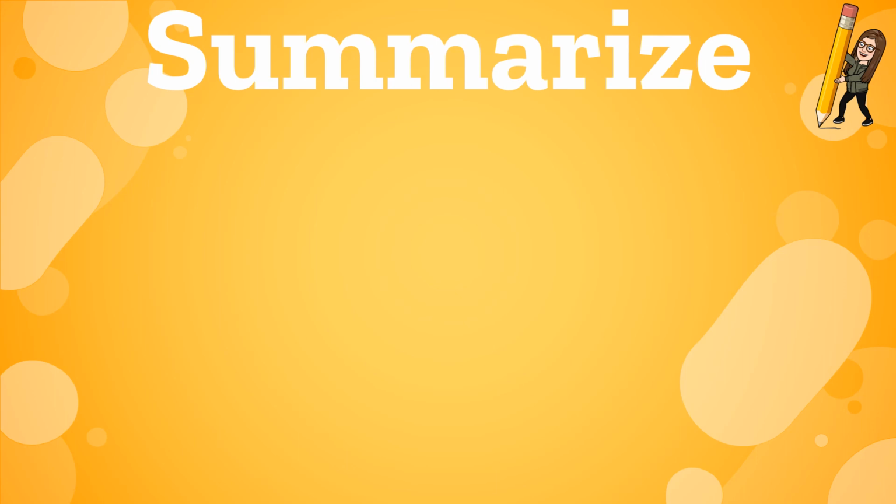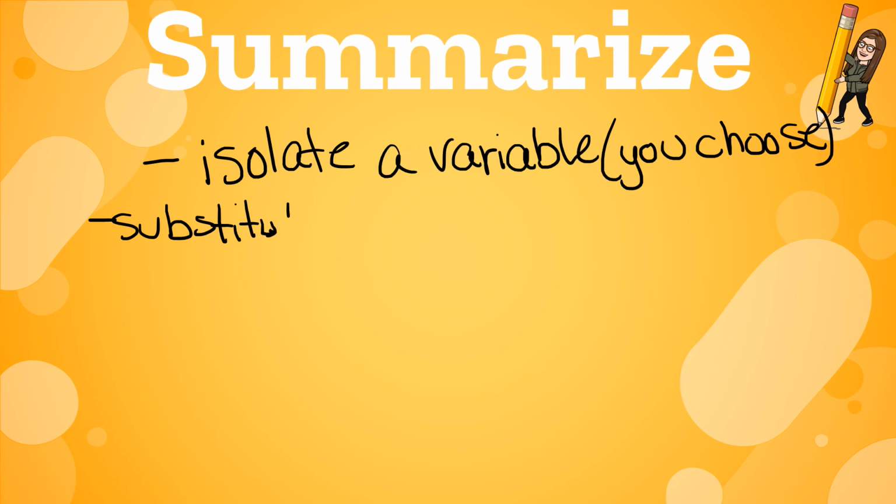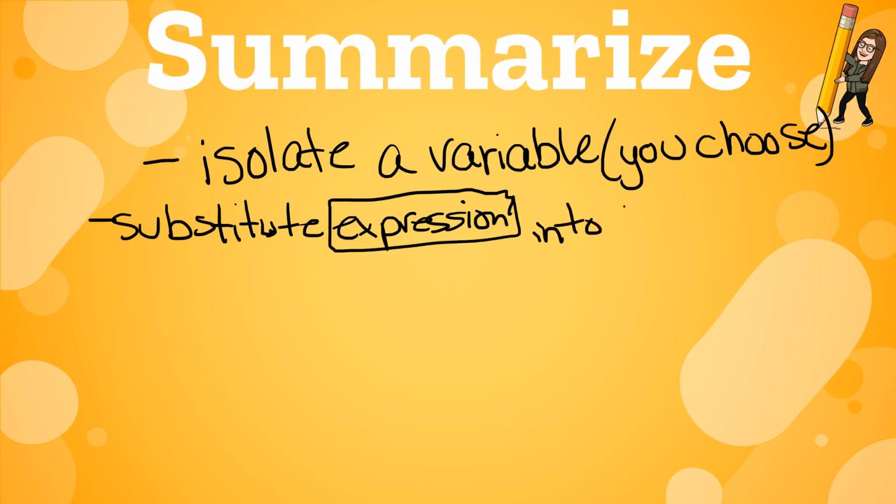All right, so one thing I want to do is I just want to summarize some steps here, okay? We did the same thing over and over again, so let's show that, all right? So the first thing we did is isolate a variable. And I'm going to say you choose. You got to choose, right? Next, we substituted the expression, and I used boxes, so I'm actually going to put a box around this. Substitute expression into other equation. Don't plug it into itself. That's not going to work. Plug it into the other equation.